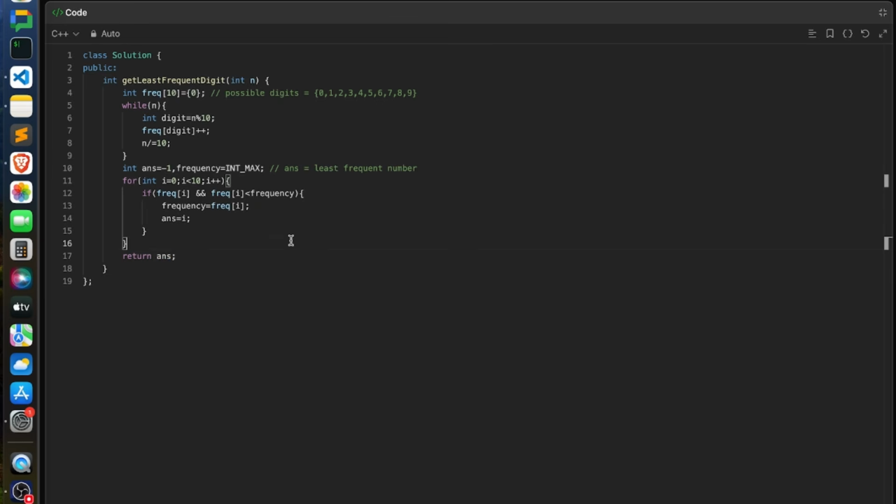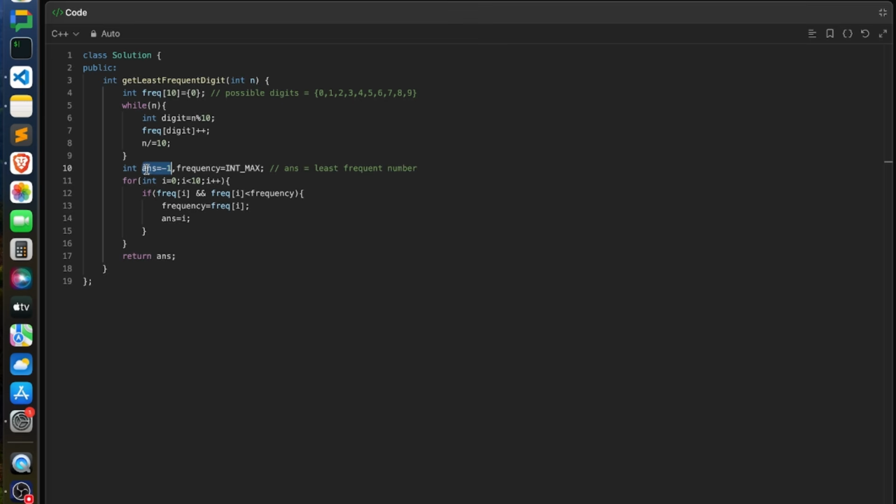This is the code of the first problem. I took a frequency array of size 10 because the possible digits are from 0 to 9. Now I'm incrementing the frequency of each digit. This is how we do it: we get the digit by taking modulo 10, and we keep on dividing the number by 10. Once you get the digit, just increment its frequency. Once you are done updating the frequencies, the next job is to find the least frequent digit.